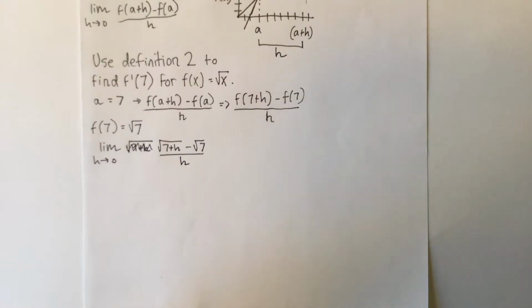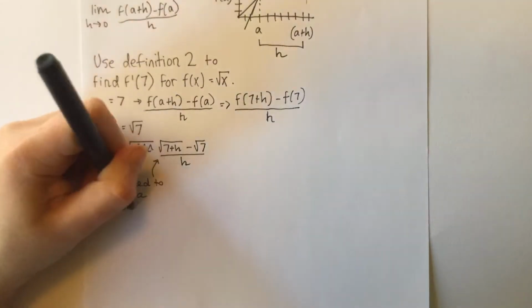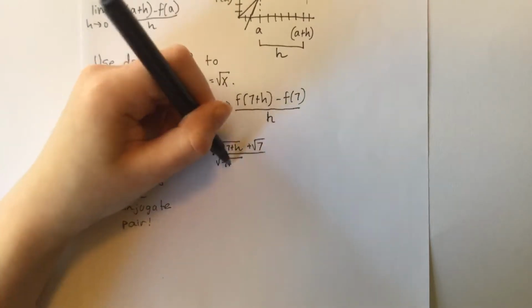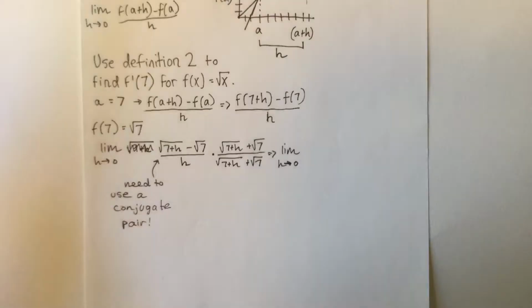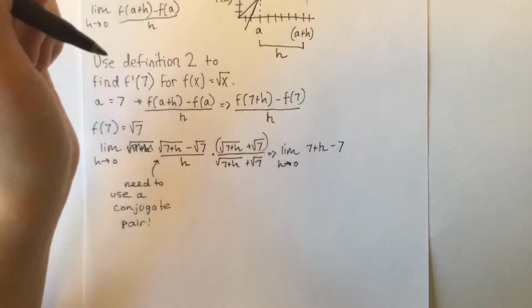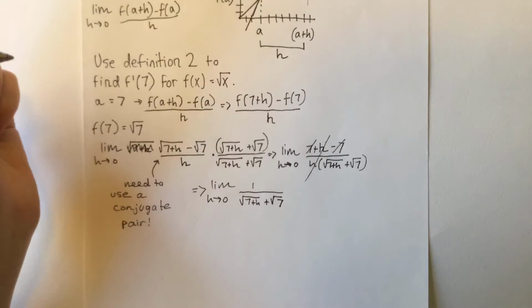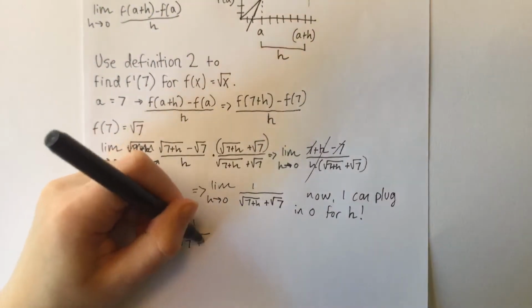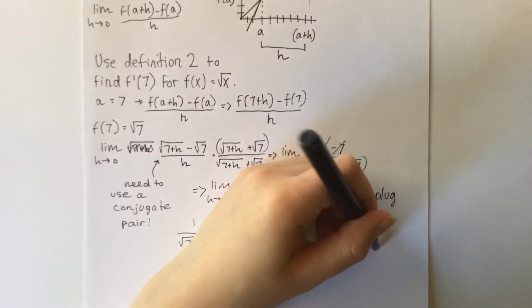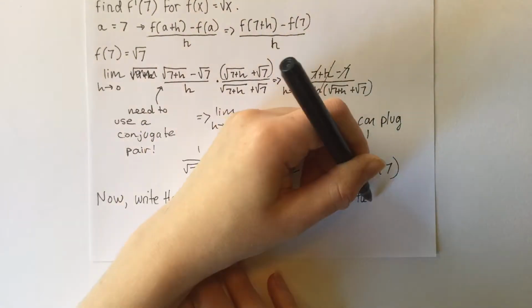We've talked about this in a previous video about limits, you need to use a conjugate pair, because if you plugged in 0 now, you would get an undefined value. So you need to multiply by root 7 plus h plus root 7 on the top and bottom. And once you do this, it simplifies and the 7s cancel out and the h cancels out the h on the bottom. So you're left with 1 over root 7 plus h plus root 7. Now you can plug in 0 for h and get the limit, which simplifies to 1 over 2 root 7. And that is your derivative. So f prime of 7 equals 1 over 2 root 7.